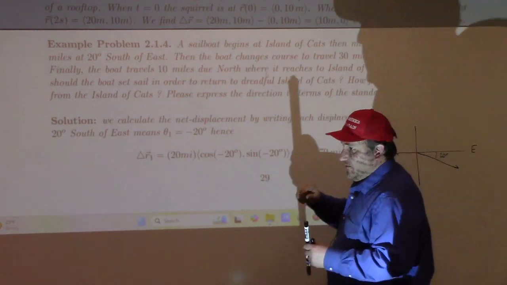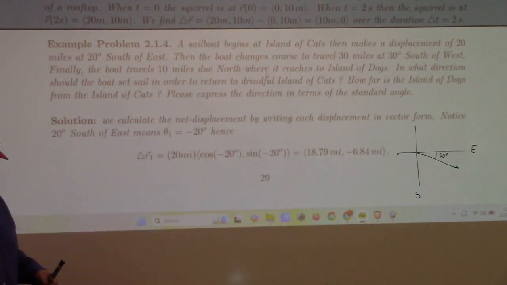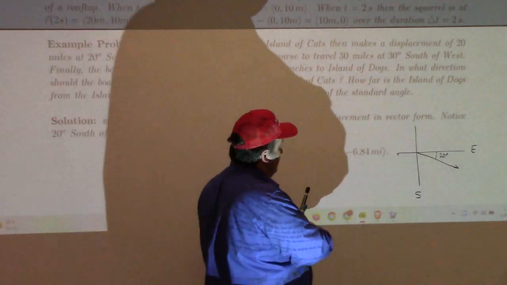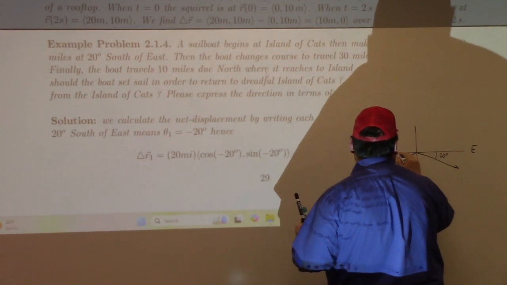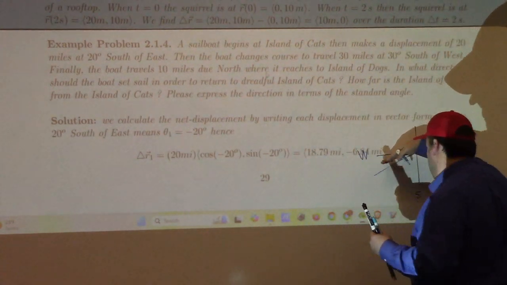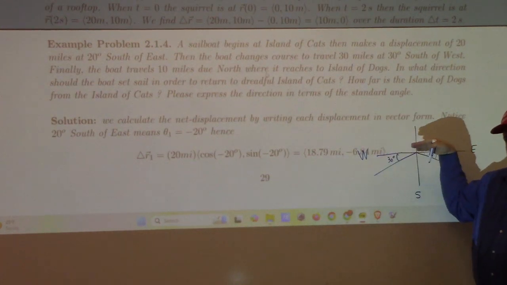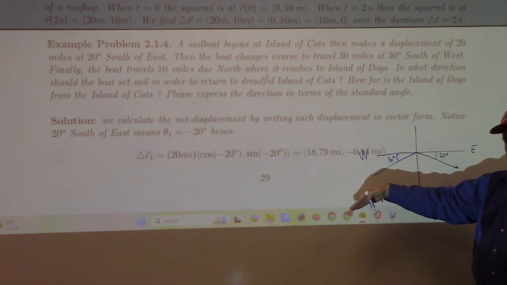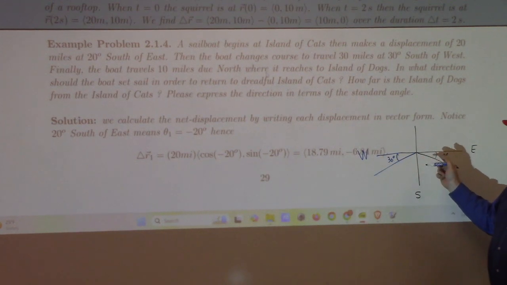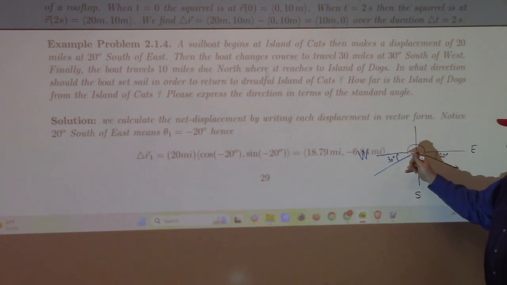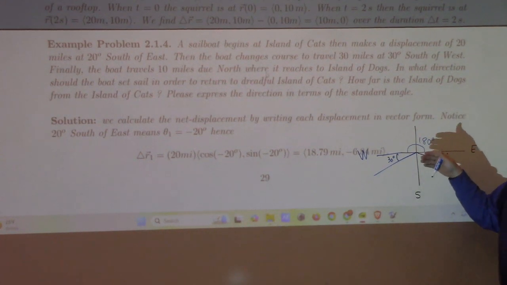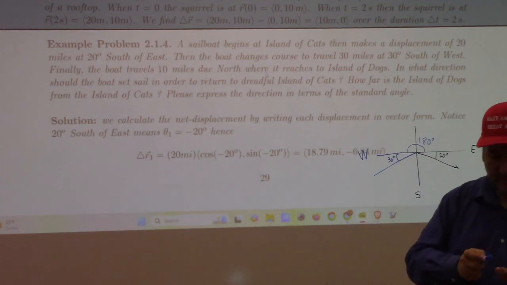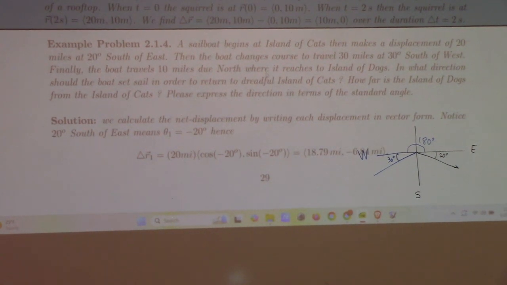So what's next? 30 miles at 30 degrees south of west. Now before I turn the page here, what does 30 degrees south of west look like? So this is west, right? So 30 degrees south of west means over here. Like that. Which actually gives us a standard angle of what? What's this angle up here? That's 180 degrees, right? So 30 degrees south of west is going to correspond to a standard angle of 210 degrees for that displacement.